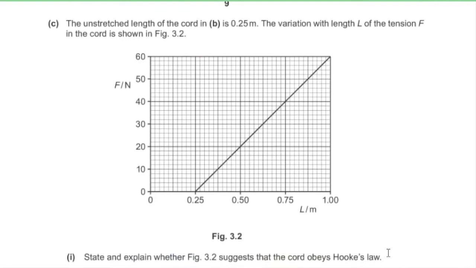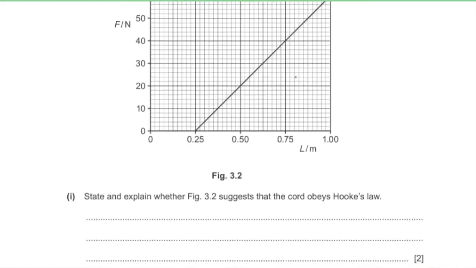Part C. The unstretched length of the cord in part B is 0.25 meters. The variation with length L of the tension F in the cord is shown in figure 3.2. Part 1. State and explain whether figure 3.2 suggests that the cord obeys Hooke's law.